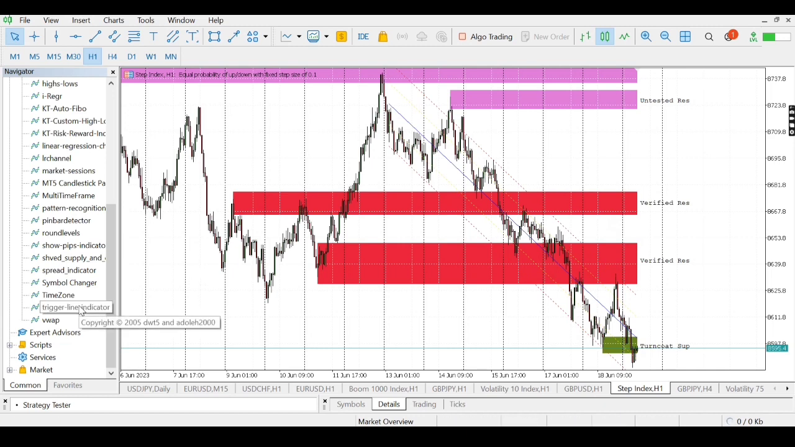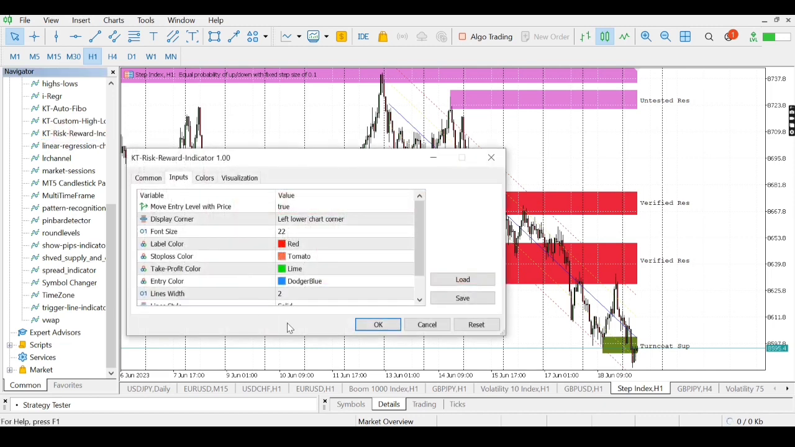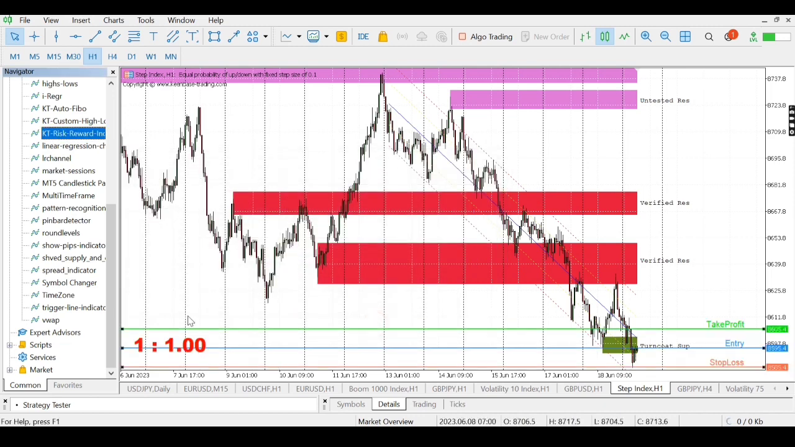Then the other indicator that I may put as well is, let me first add this one, this risk reward indicator. This one shows me my risk reward ratio considering where I place my entries. So if I am to place a buy here, and put stop loss here, then take profit here, the risk reward ratio will be 1:1, right? So I'll be risking maybe $1 to get $1. So this is the indicator that I may use sometimes.